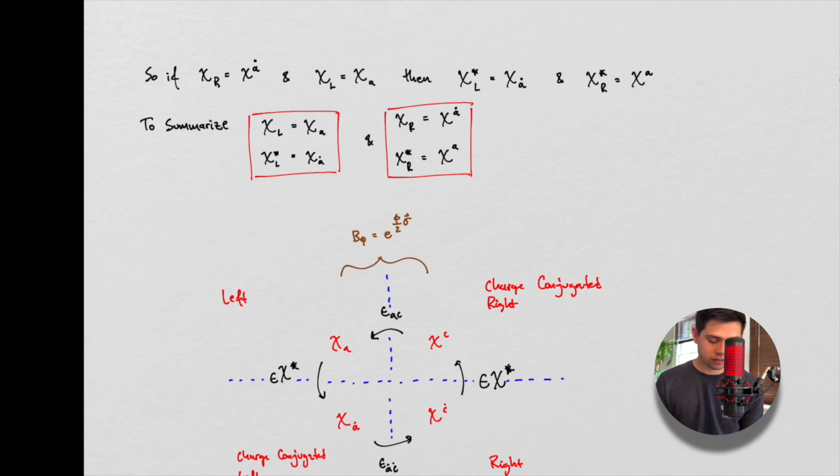So to summarize, we have these guys here and these guys here. So everything with a subscript is left chiral. Everything with a superscript is right chiral. Things with a dot are charge conjugated. So left chiral with a dot is charge conjugated, and right chiral with no dot is conjugated.